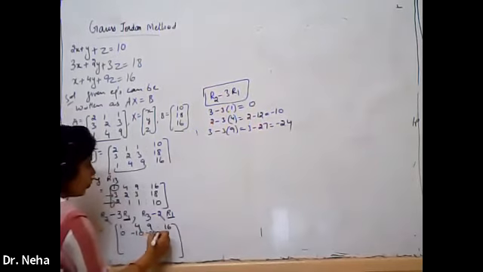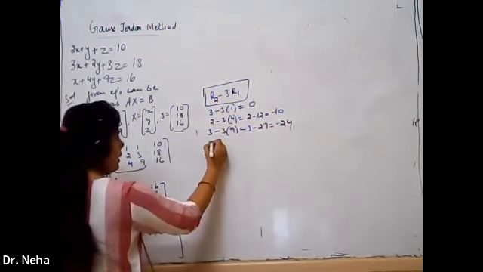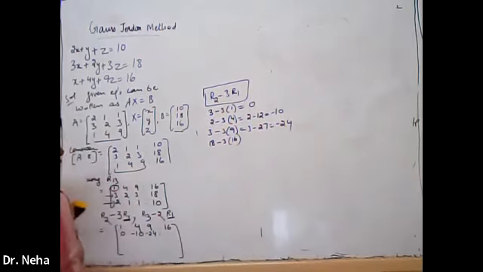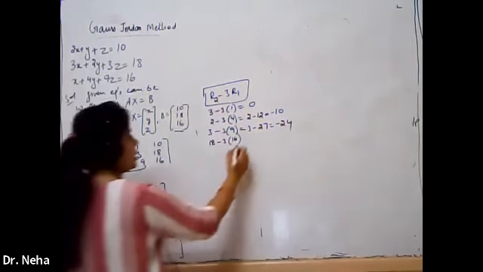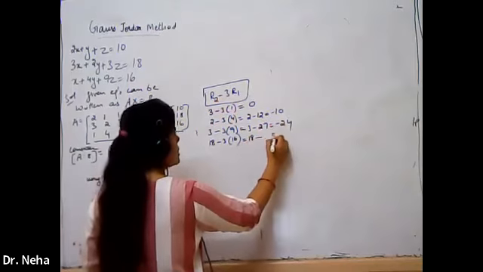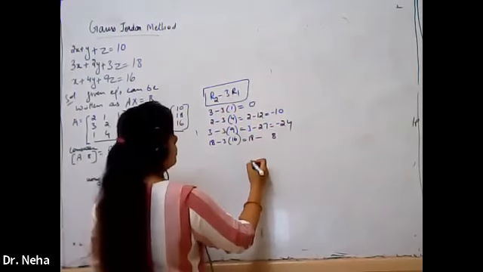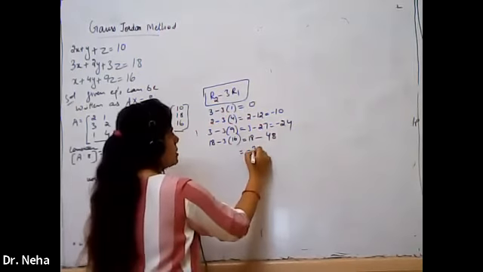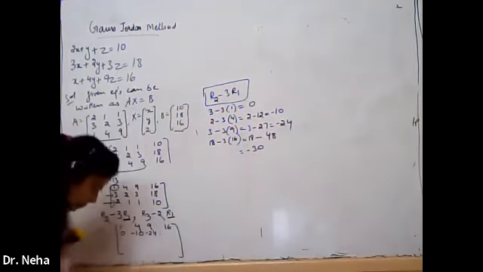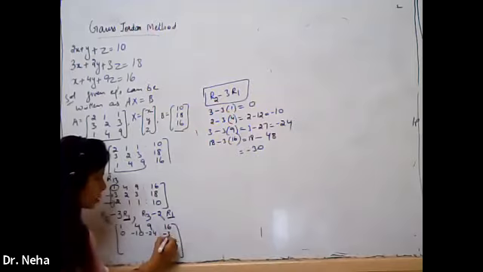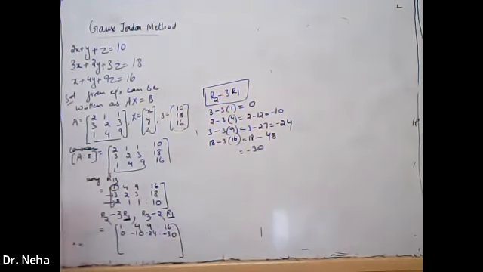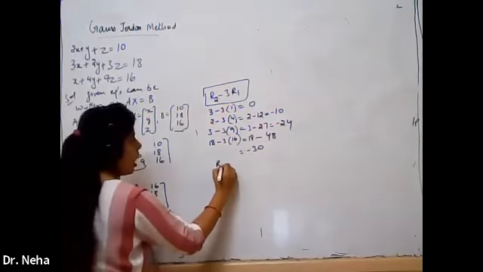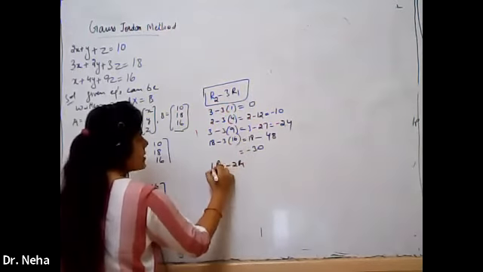Minus 24. Let's come to the right hand side. 18 minus 3 into 16. That means 18 minus 48, and it is equal to minus 30. It will be equal to minus of 30. Let's come to the second operation, R3 minus 2 R1. R3 minus 2 times R1.